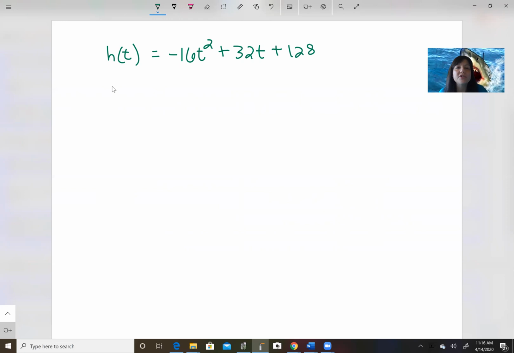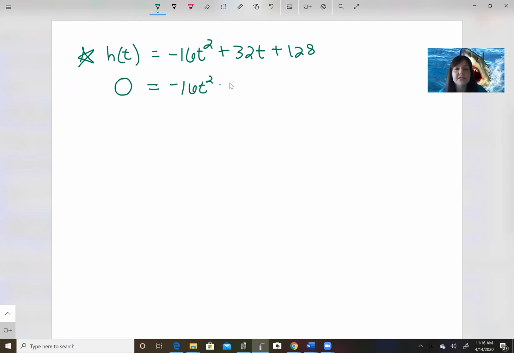Anyway, what are we trying to find? When does the ball hit the ground? So our output on this side needs to be, what's the height of the ball when it hits the ground? 0. Our output's going to be 0. We want to know how many seconds it will take for the ball to be 0 feet off the ground, okay? So we're going to solve this as this.